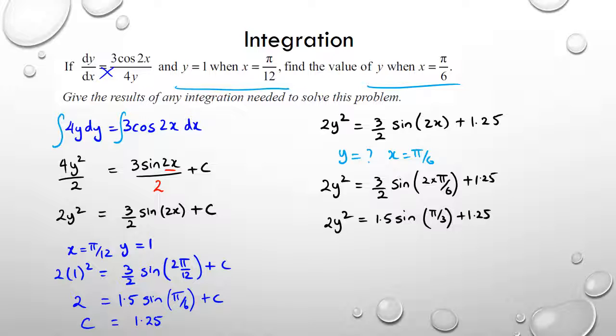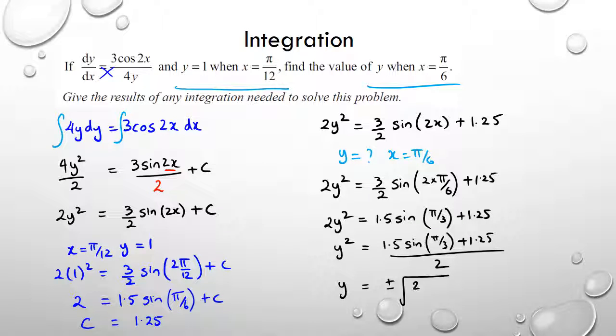Okay, simplifying this, guys, let me just put it in the calculator and figure out what it is. All right, let me just put it like this. Y squared then equals 1.5 sine pi over 3 plus 1.25, and the whole thing divided by 2. So when you find the value of this, and if you actually square root it, you will end up with y is equal to plus or minus the square root of 2.549 over 2, or you might just get plus or minus 1.13.